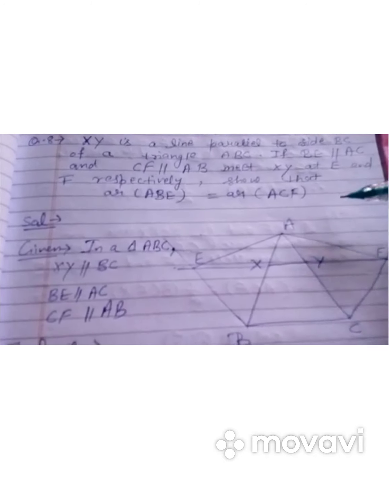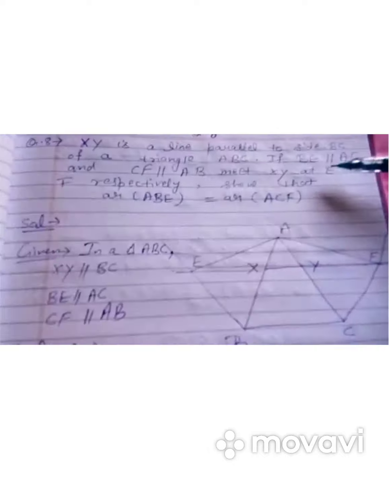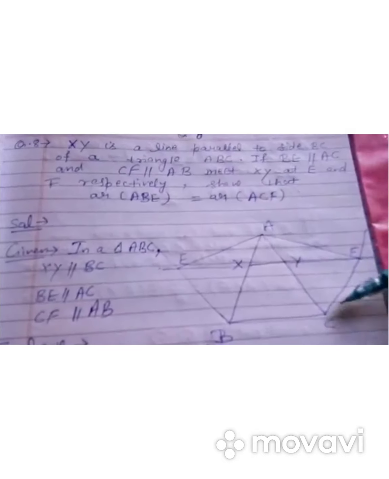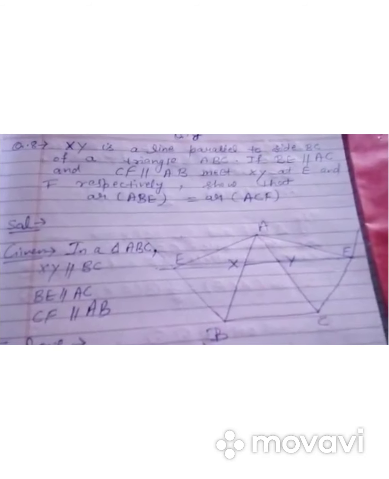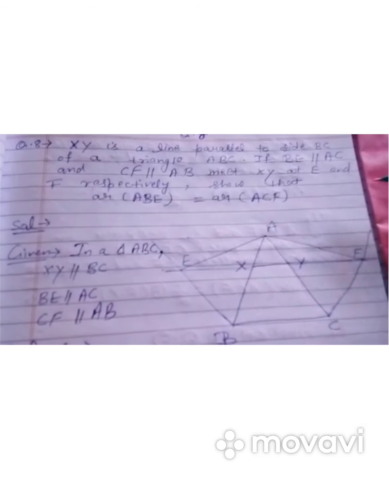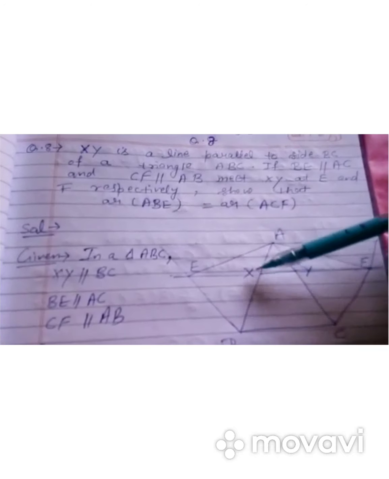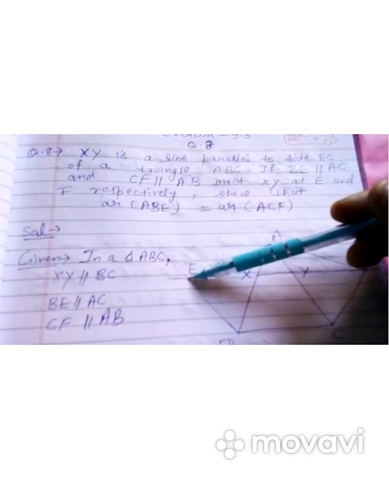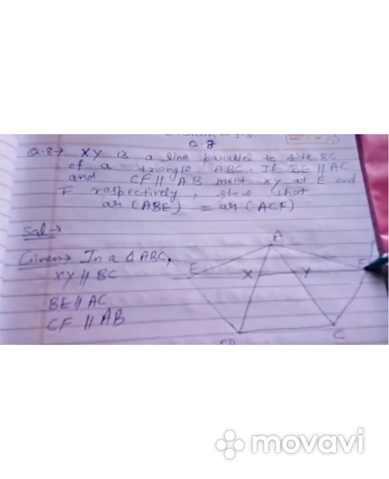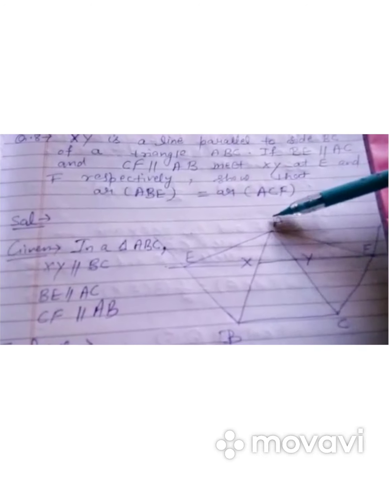And BE is parallel to AC, and CF is parallel to AB. So we have to draw BE likewise, and CF parallel to AB, we have to draw CF likewise. They meet XY at E and F here.